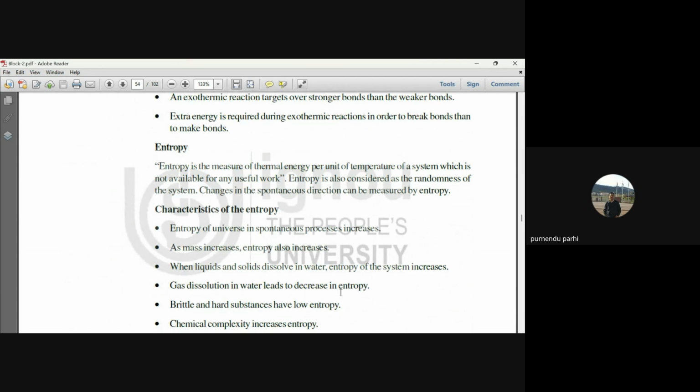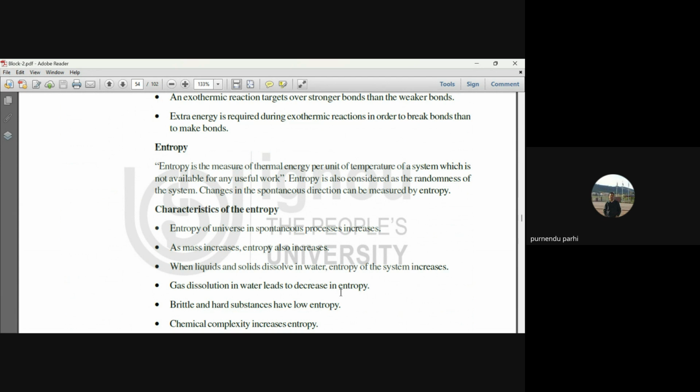Then entropy is the measure of thermal energy per unit of temperature of a system which is not available for any useful work. Entropy is also considered as the randomness of the system. Changes in the spontaneous direction can be measured by entropy. A characteristic of entropy is that the entropy of the universe increases in a spontaneous process.